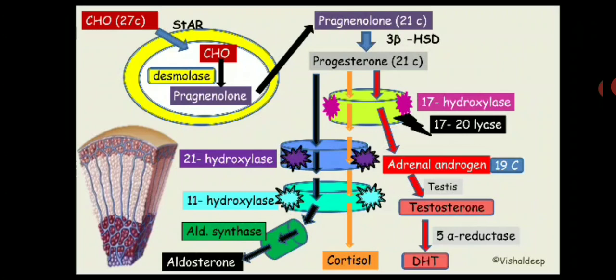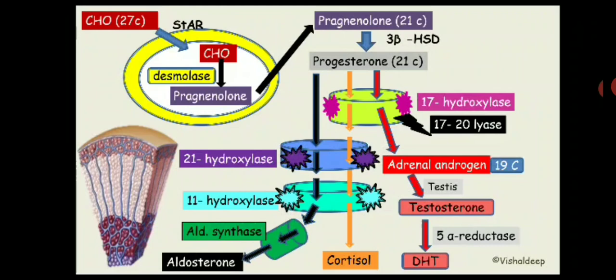Now follow the red arrow. Progesterone first hydroxylates at the 17th carbon, then there is a lysis between the 17th and 20th carbon atom. It is known as 17-20 lyase, and instead of a 21 carbon molecule we get a 19 carbon molecule, that is adrenal androgen, and this adrenal androgen will eventually enter the testis and make testosterone, and testosterone will eventually make dihydrotestosterone.